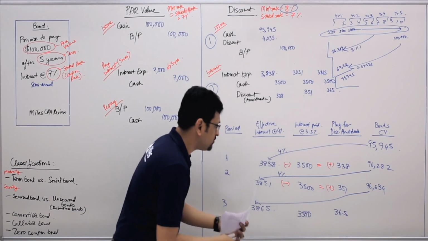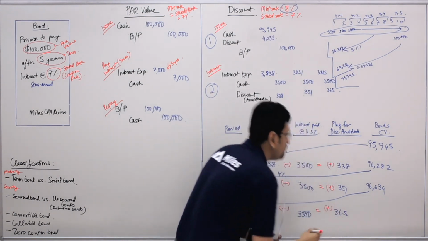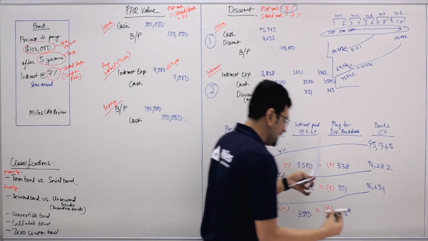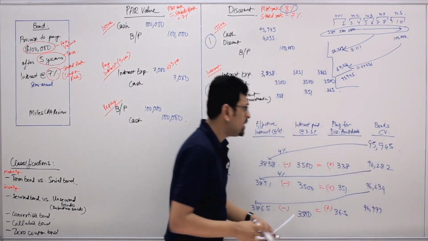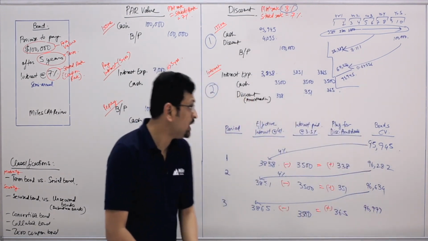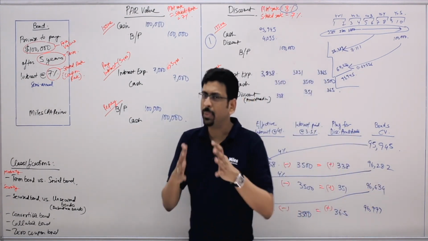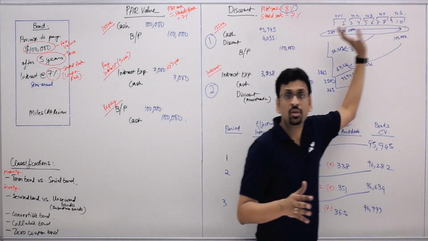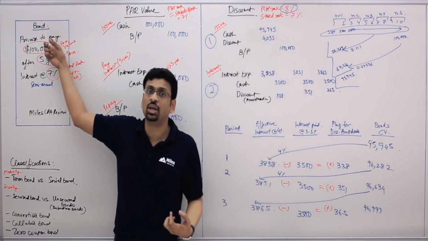Simple words, 3,865 minus 3,500 would give you a positive number of 365. You're going to add this to 96,634 and you're going to get 96,999. So guys, as you understand, the carrying value is growing. Why is the carrying value growing? Because at the end of 10 periods, 5 years, we have a liability to pay of $100,000.